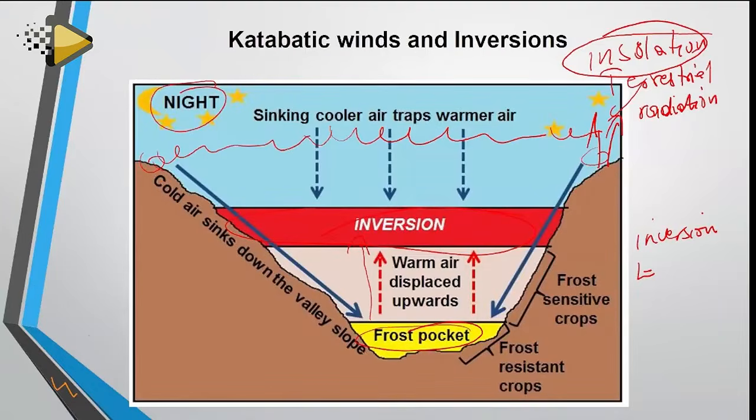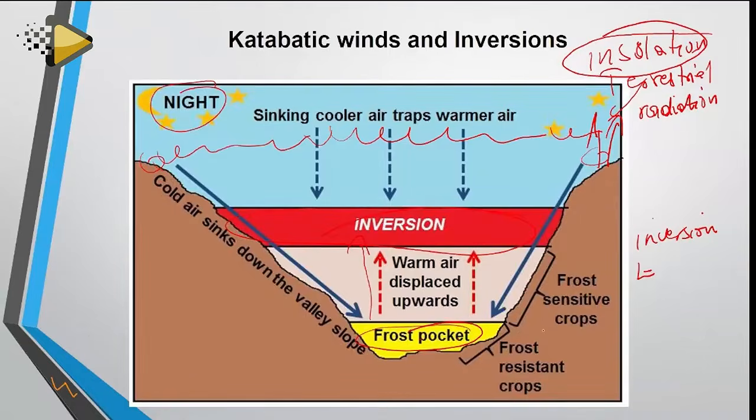Why? Because we do not have insolation. We have only terrestrial radiation. So the top of the surface is getting colder, and colder air becomes heavy. It subsides to the bottom of the valley. And then what does it do? It accumulates. As it accumulates, the temperatures drop below freezing point. It's very important that when you explain the development of frost pocket, the frost pocket will develop when the cold air subsides and cold air accumulates and the temperatures drop below freezing point. And then when temperatures drop below freezing point, we're going to get frost pocket.